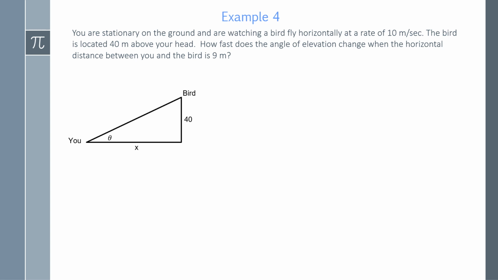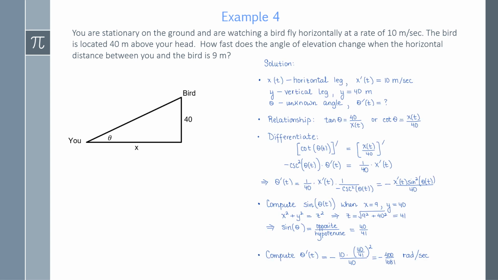So here you see a graphical representation of this situation. Once again, we have a right triangle. Okay, so let's take a look at the solution. I'm going to label all of the sides of the triangle. What do we have here? x(t) is the horizontal distance, or the horizontal leg of this triangle. In this case, the bird is flying horizontally at a rate of 10 meters per second. And that means for us that x'(t) is equal to 10 meters per second.